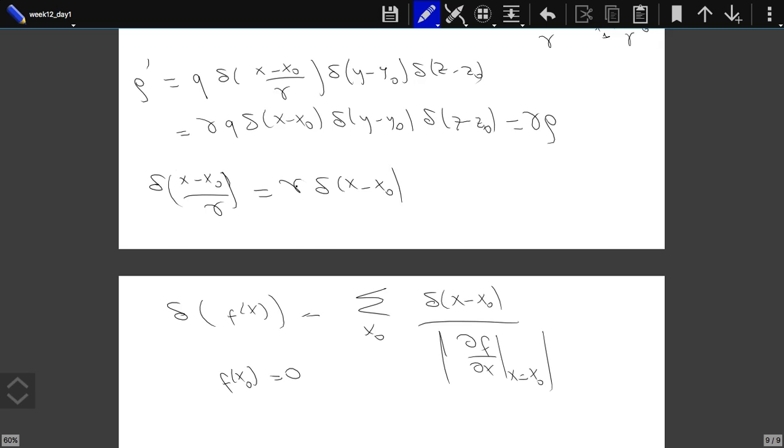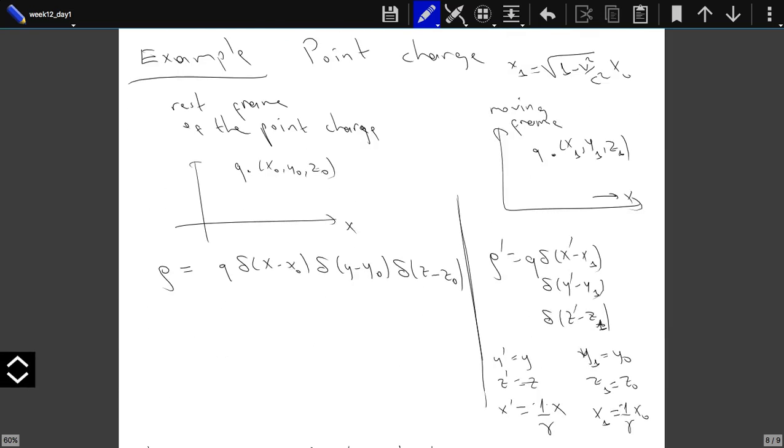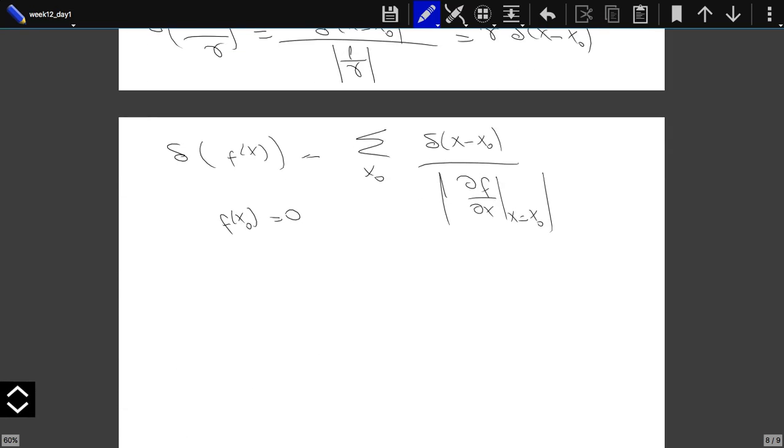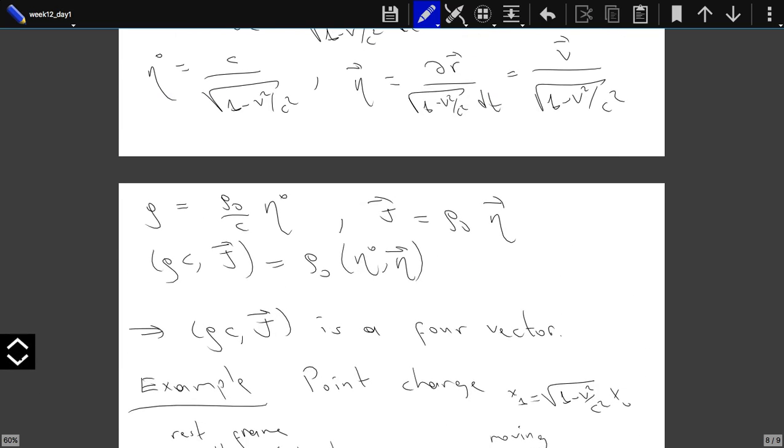So basically here, what I'm doing over here is not really multiplying by gamma, but dividing by 1 over gamma, which is the derivative. Here I also have an absolute value, but I already know that gamma is a positive number. So this completes my proof that this is a 4-vector.